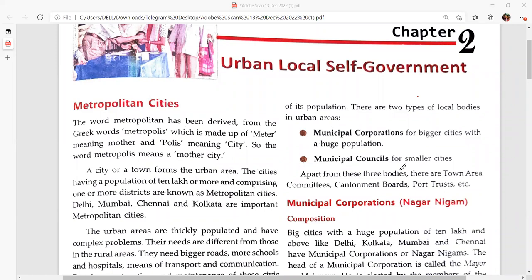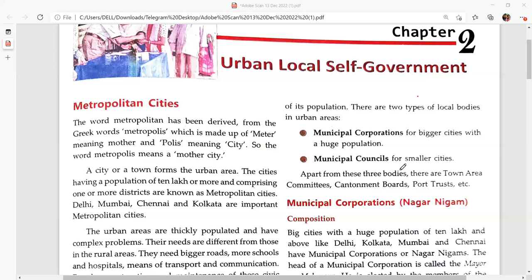So in the previous class, we have studied the rural local self-government. We have understood how the rural local self-government works, what its functions and significance are. Basically, people live in two types of areas, rural area and urban area. Rural area means the villages, and urban areas means the cities, the metropolis. In rural areas, the Panchayati Raj system works. In the Panchayati Raj system, we have Gram Panchayat at the village level, Block Samiti at the block level, and Jila Parishad at the district council or district level.